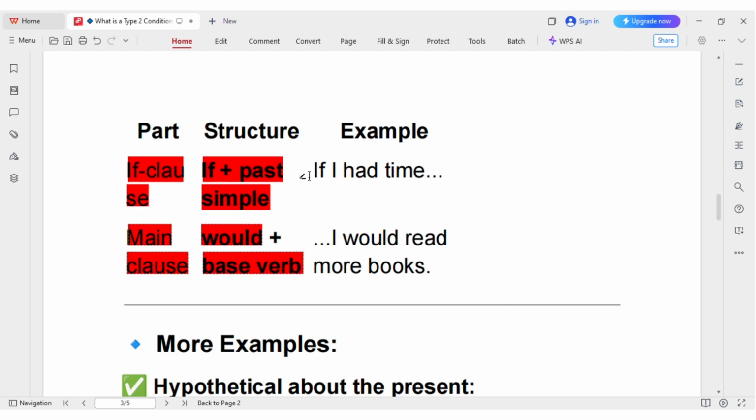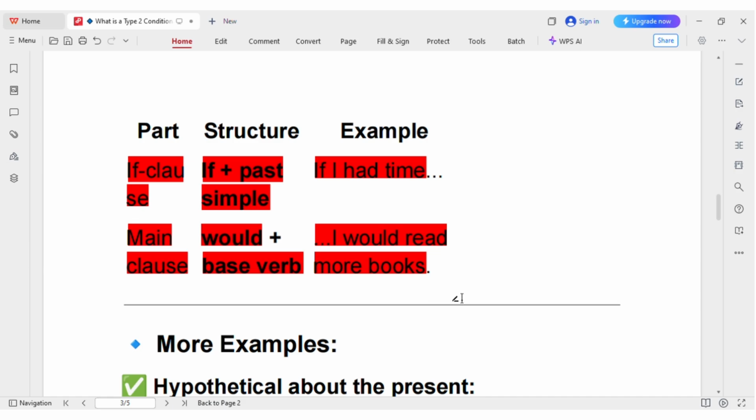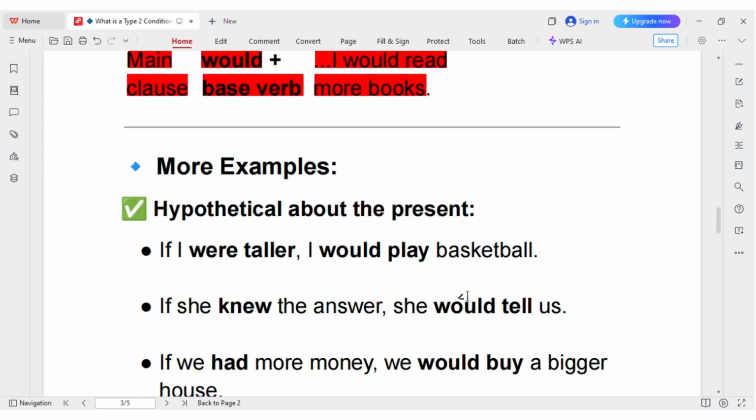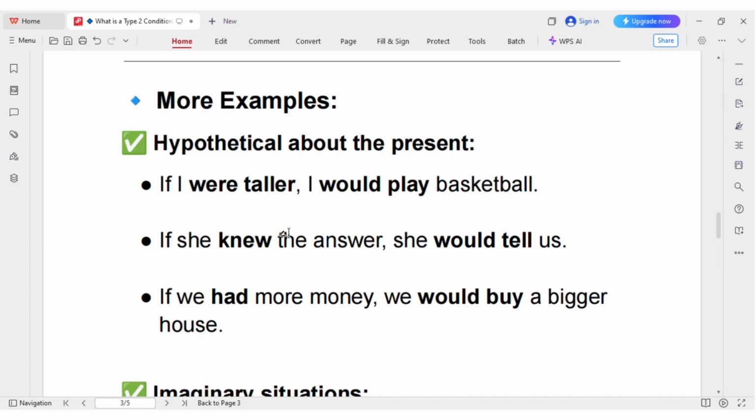And the example is if clause, if I had time, and main clause, I would read more books. This is the sentence structure of second conditional sentence. More examples are here. Hypothetical about the present.